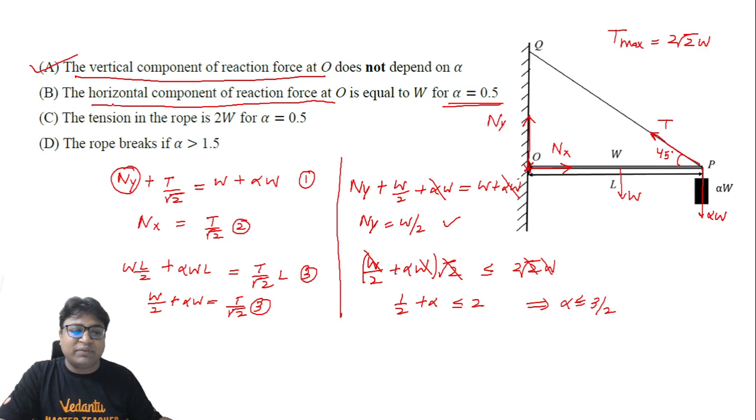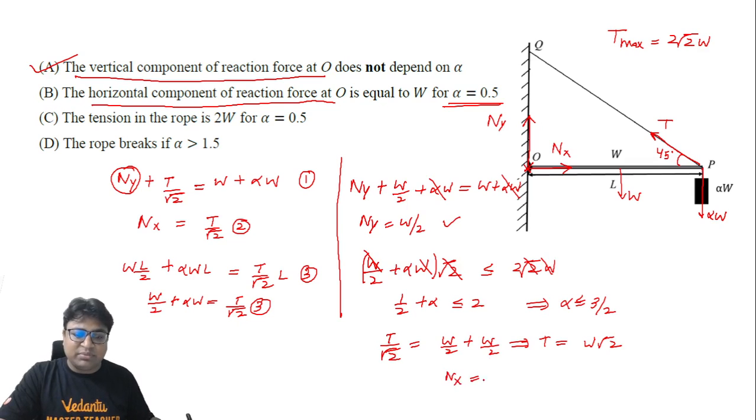Now we have to figure out the value of Nx. If alpha is 0.5, then T by root 2 will be equal to W by 2 plus 0.5 into W, which is again W. Which means that T will be equal to W into root 2. This is what I'm getting. And if T is equal to W root 2, then Nx will become W root 2 divided by root 2, which is equal to W. So option B looks correct.